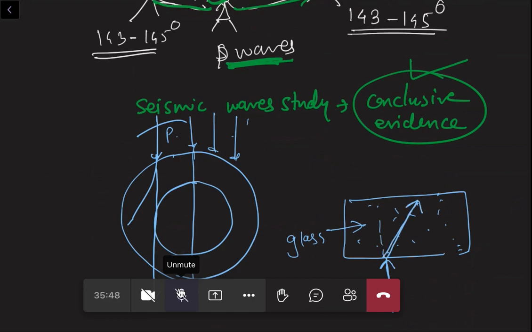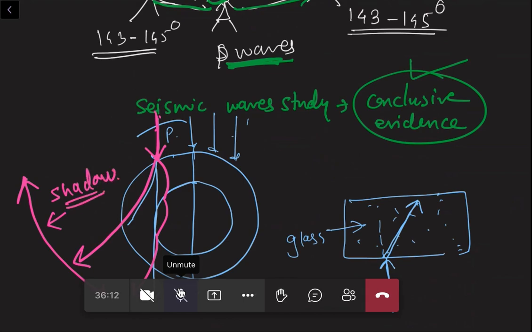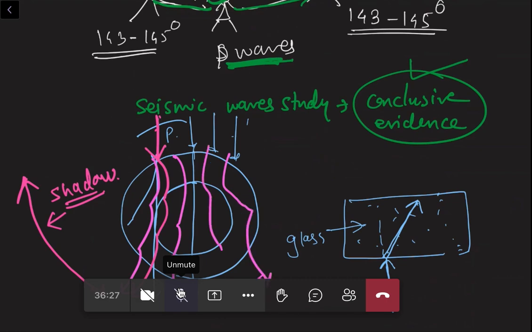Similarly, this P wave, when it is coming, will not go directly like this. It will bend somewhere and then come out. So what happens is that you will not get this P wave in this region. That's why we call this region a shadow, where it is not available. Why is it not available? Because it has bent, it has turned somewhere. It is turning and appearing in this region, changing its direction, but beyond that it is not coming.